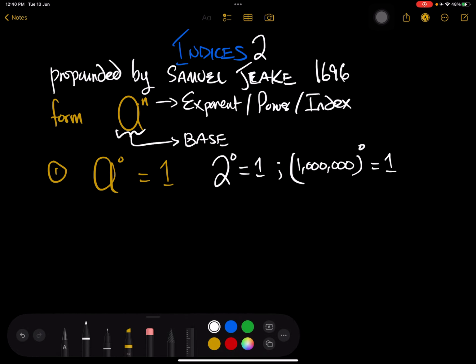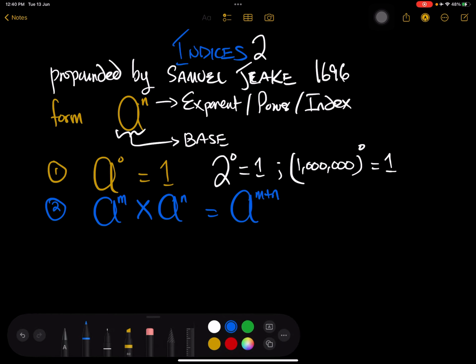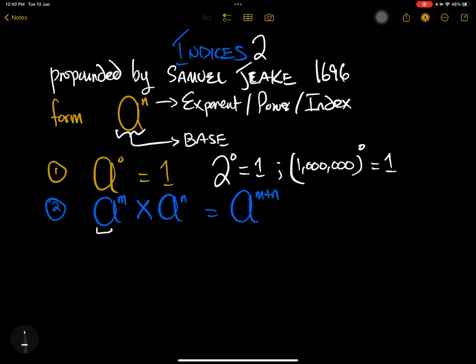With the second law, we said that if you have a exponent m and you are multiplying that by another a exponent n, it is a to the power m plus n. That's what we agreed on the other time. It is so because the bases are equal, and the sign in there is multiplication. So we add the exponents.